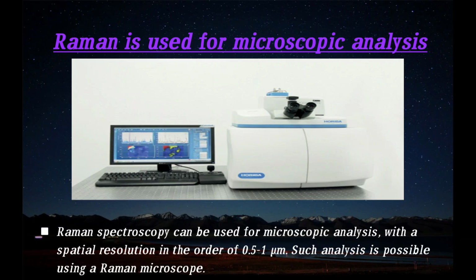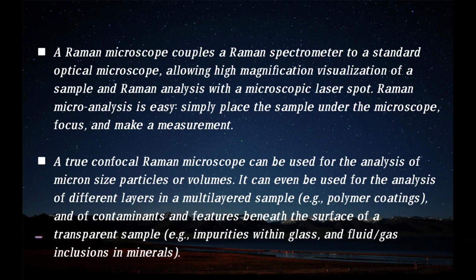Raman is used for microscopic analysis. Raman spectroscopy can be used for microscopic analysis with a spatial resolution of the order of 0.5 to 1 micrometer. Such analysis is possible using a Raman microscope. A Raman microscope couples a Raman spectrometer to a standard optical microscope, allowing high magnification visualization of the sample and Raman analysis with a microscopic laser spot. Raman microanalysis is easy. Simply place the sample under the microscope, focus and make a measurement.